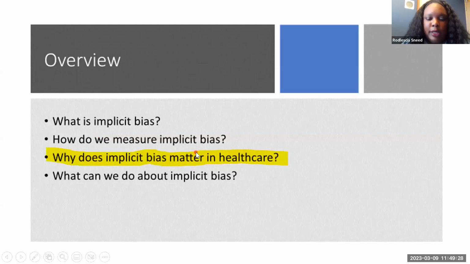All right, so we've talked about what implicit bias is. We've talked a little bit about how we actually measure implicit bias. And now I want to talk about why we care about any of this at all. Does this matter? What does it mean to have people do these computer tests? And does it tell us anything about our behavior? So now I want to talk a little bit about why we actually care about this in the context of healthcare.